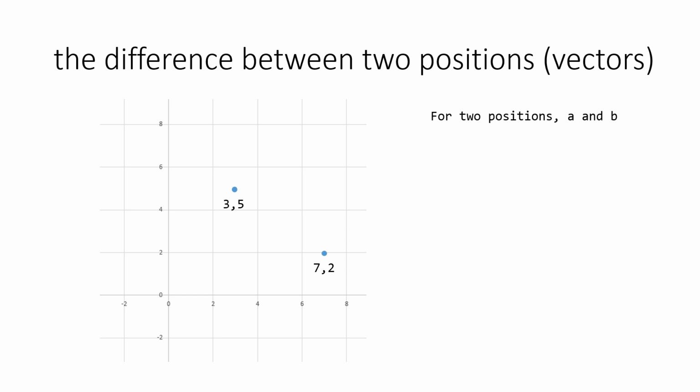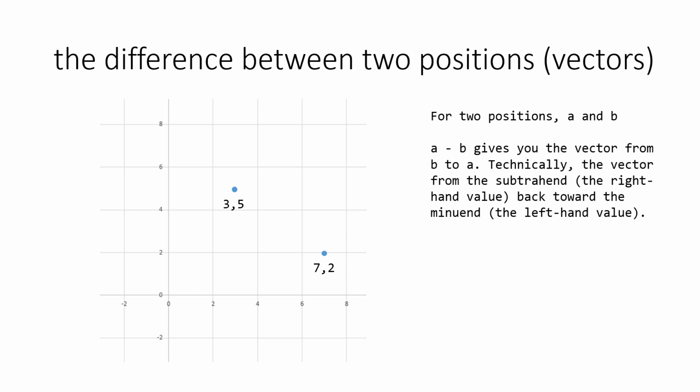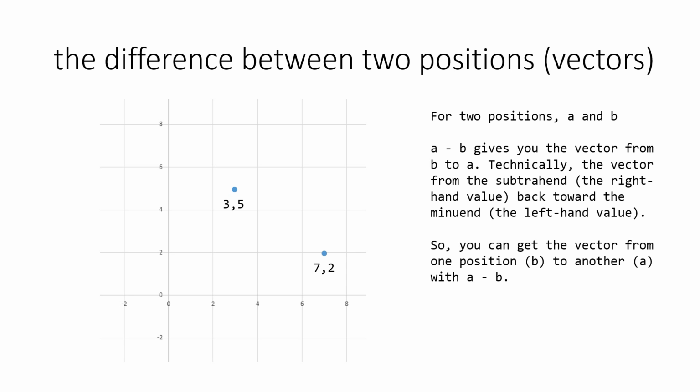So for any two positions, a minus b is the vector from b back to a, and that's the thing to memorize. If you think of subtraction as pulling you away from position A, then the resulting vector is how you get back to A from B. And if you know where you want to start and end, just call the start position B and the end A and calculate A minus B.